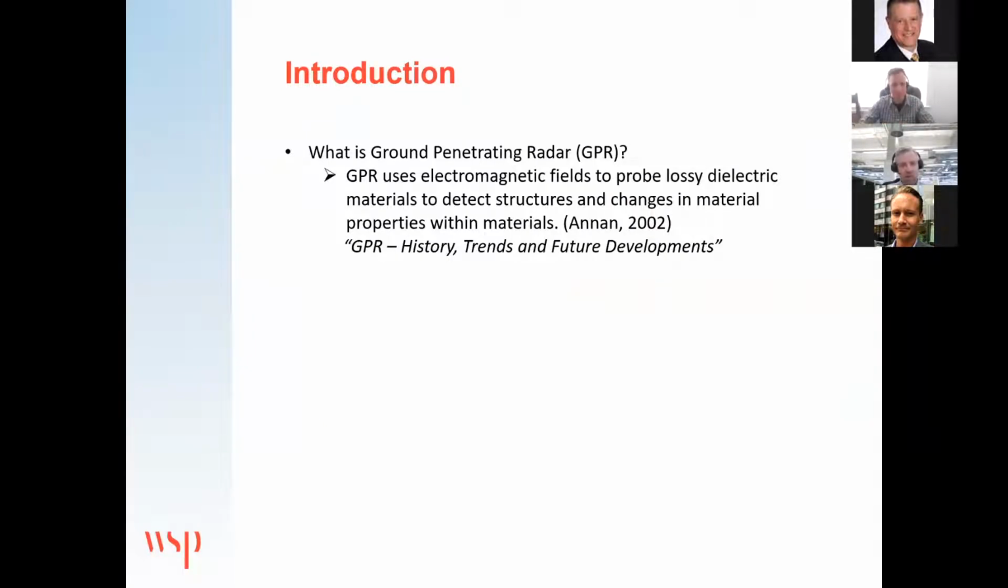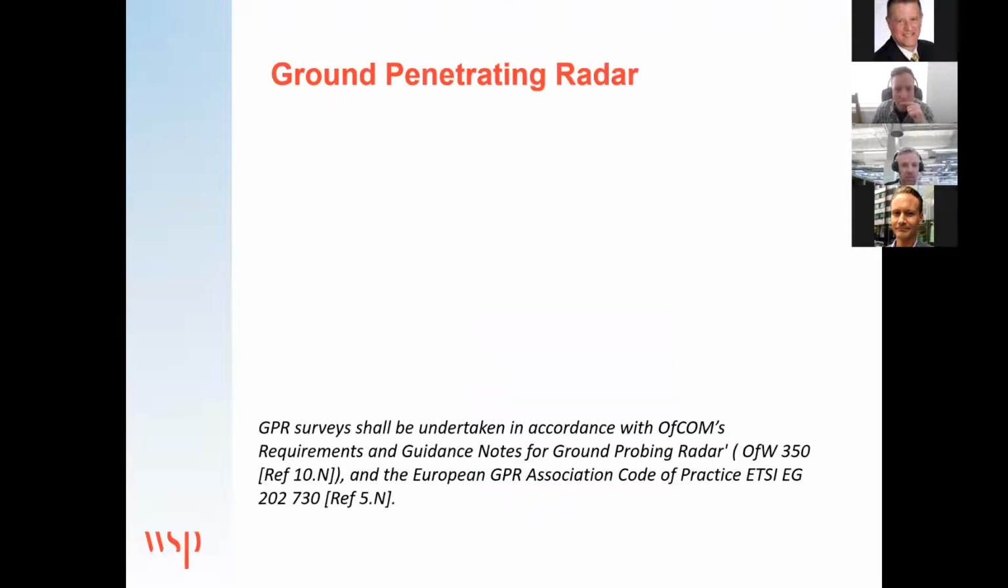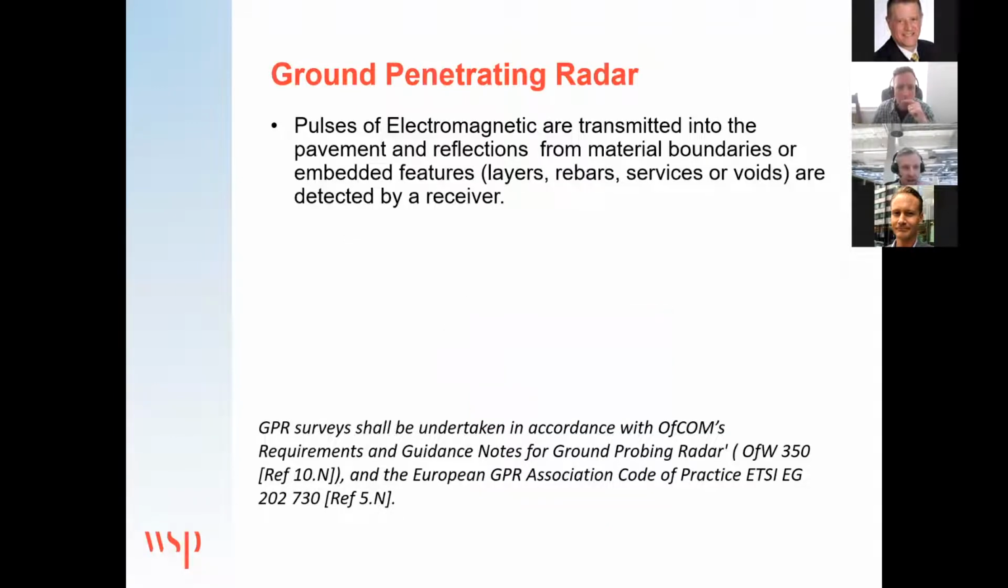What is ground penetrating radar? Peter Annan, an absolute wizard of ground penetrating radar, puts it in a really simple way: GPR uses electromagnetic fields to probe lossy dielectric materials to detect structures and changes in material properties. Basically, what it's doing in a really simple way is pulsing. A pulse of electromagnetic wave is pulsed into the material that you're reviewing.